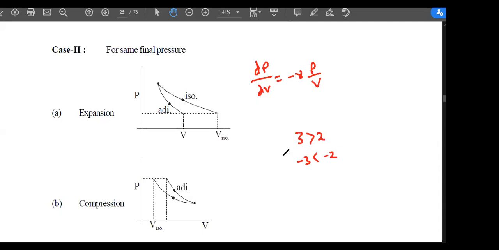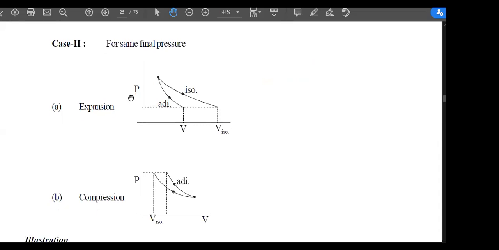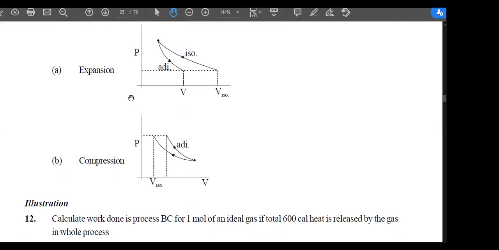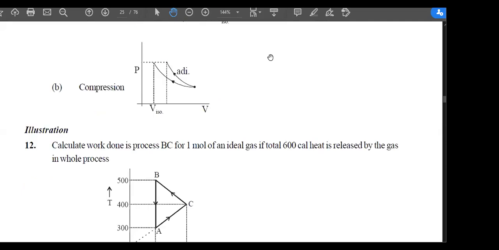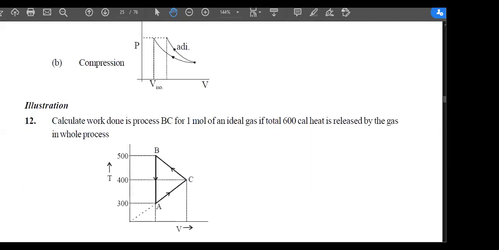Yes? Okay. So just write this concept somewhere. This is very important. You are asked to find which curve is your isothermal process or adiabatic process. So we will solve one problem. Just try this problem, everyone. Wait, I'll just show you. So yeah, this is the problem.